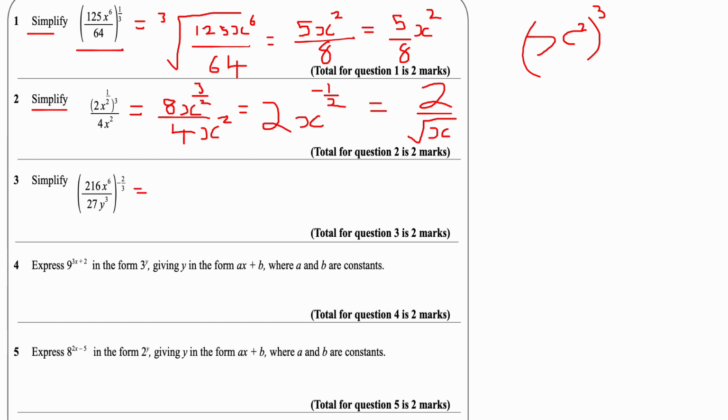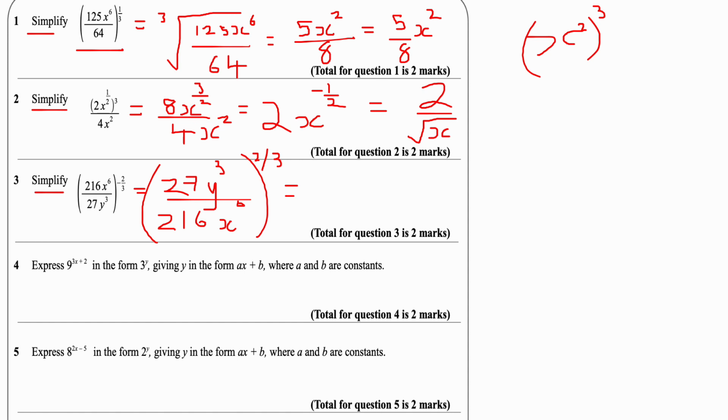Okay, question number 3, it looks pretty tricky, it looks pretty nasty. Again, taking our time, so let's deal with the negative part first. The negative part flips the fraction, so it's the reciprocal. So it's 25y cubed over 216x to the power of 6, and this is all raised to the power of 2/3. So it's the cube root of this.